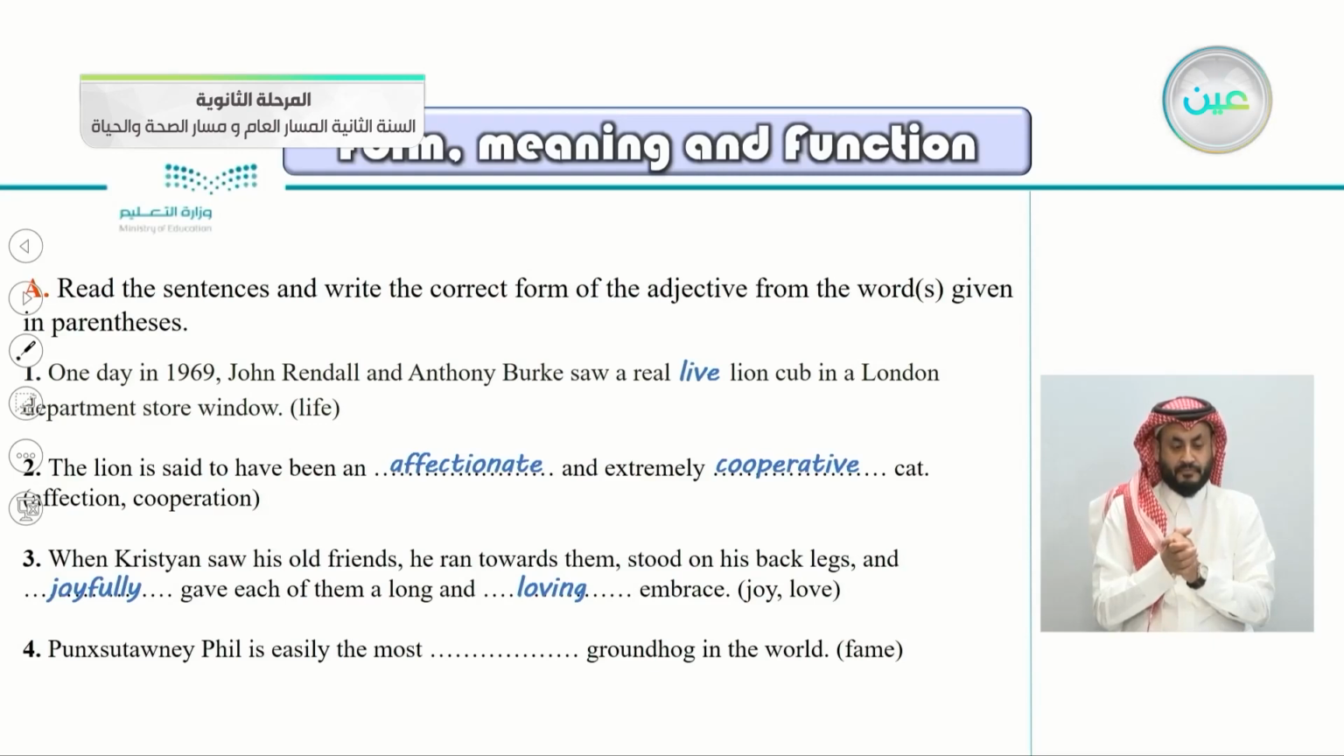Number 4, punctuation. Phil is easily the most groundhog in the world, and the name is Fame. So the most what in the world? What's the adjective from Fame? This is an easy one. Famous, the most famous groundhog in the world.